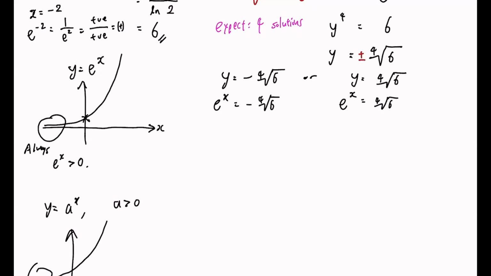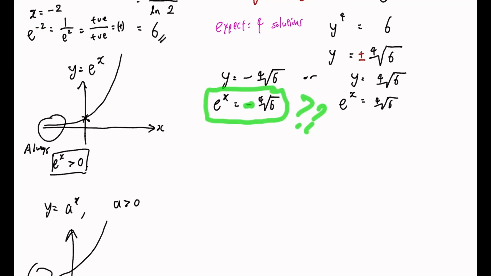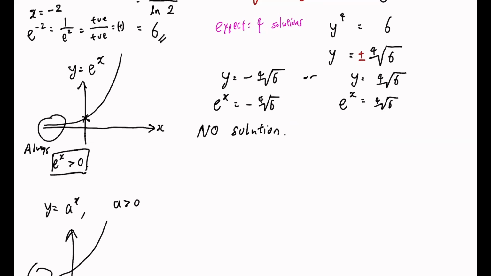Is this okay? Always positive, right? From this experiment, we did it with x equal -2. You can try with other values of x. You'll realize it's always positive. So can you tell me what's the problem over here? What do you see here? On the right. No solution, yes. Right? Here you see e power x, you are expecting positive. But here they equal negative. So that means there's no solution. Out. So the only solution is this guy.